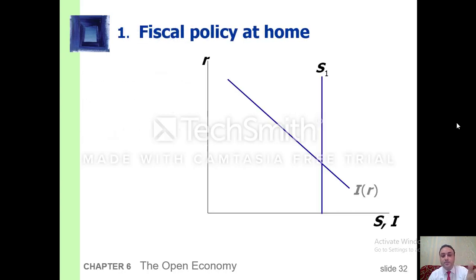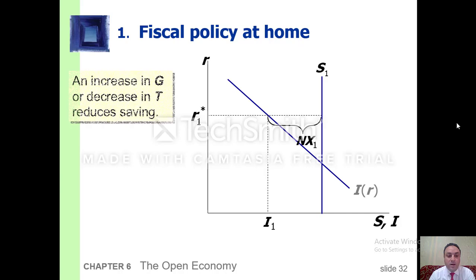The first case, the fiscal policy at home. As you can see here, also the same curves of the supply and demand of funds, the savings and the investments. We can see here the investment according to the world interest rate, which is R1. And the difference between them, or the net capital outflow, which is the same as the net exports, NX1, the difference between S and I.